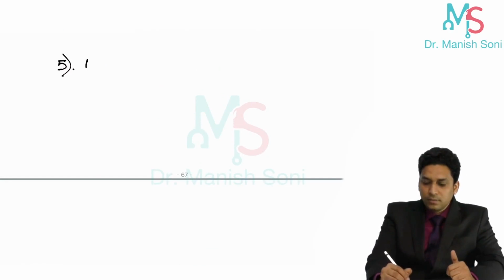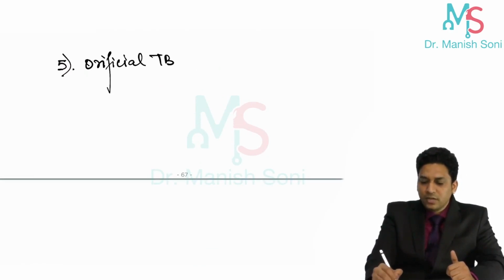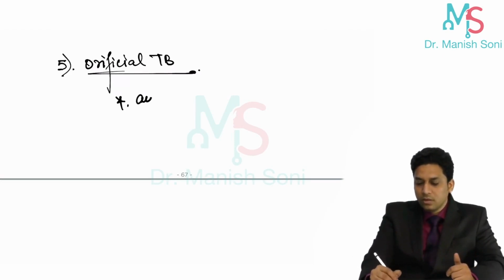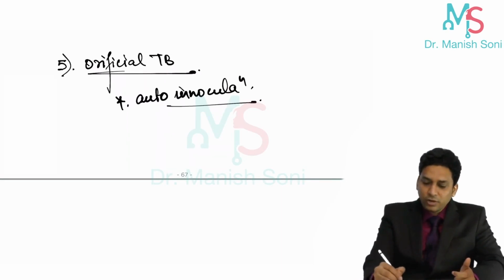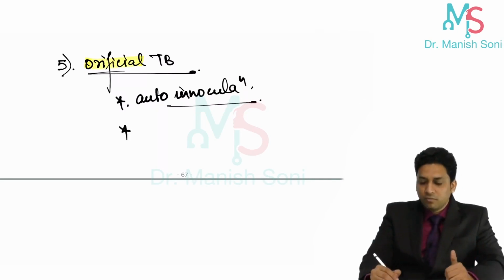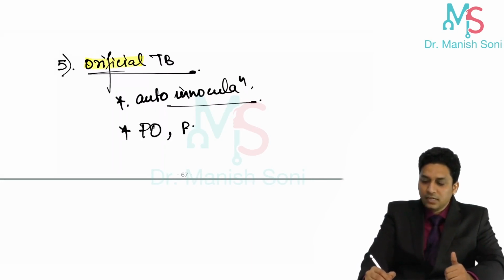Next is orificial. Now orificial tuberculosis is not very important, so just note down 2 points. First, we already know it is due to autoinoculation, and it is quite obvious from the name itself, orificial, that orifices are commonly involved. So the lesions are around the lips, so perioral and perianal lesions are present.